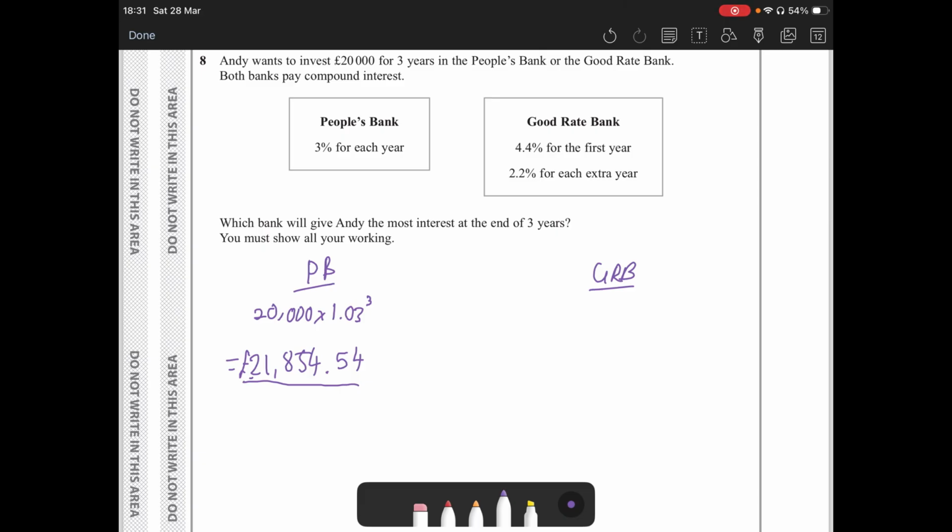Fair enough. For Good Rate Bank, you'll notice in the first year he earns more, but in the last 2 years he earns a slightly lower percent interest. So which one gives a better value overall? Well, think of it this way. We would multiply this by, for the first year, the multiplier for 4.4%, which would be 1.044, but then we'd multiply that answer by a 2% increase, 1.022. But obviously, it'd be not just the second year, but the third year as well.